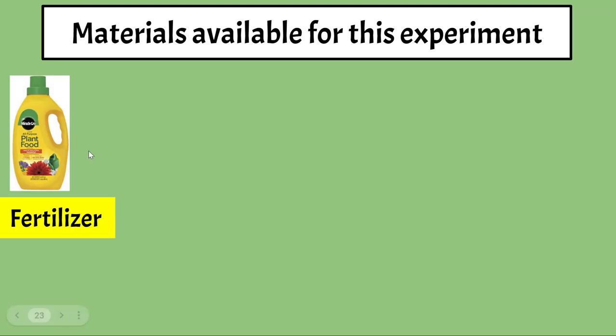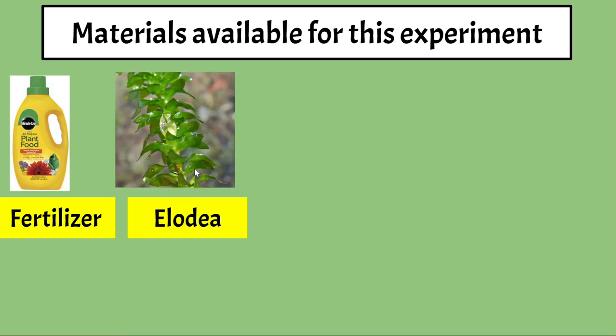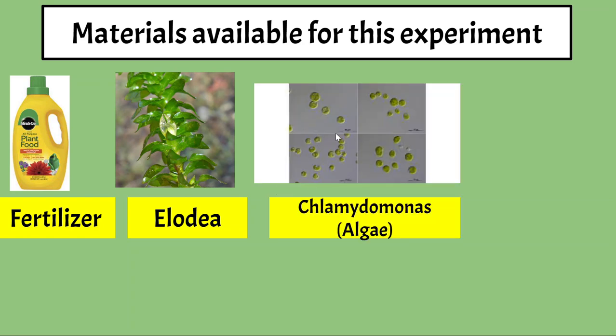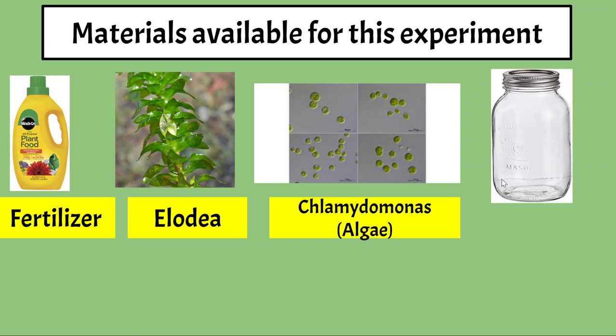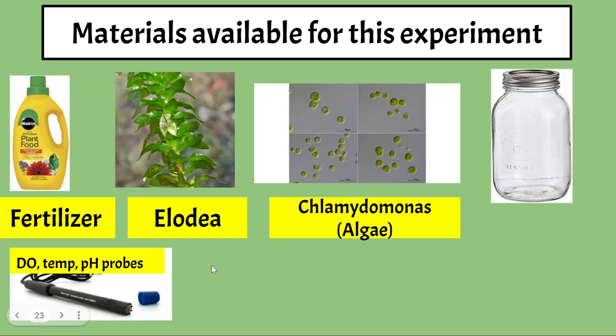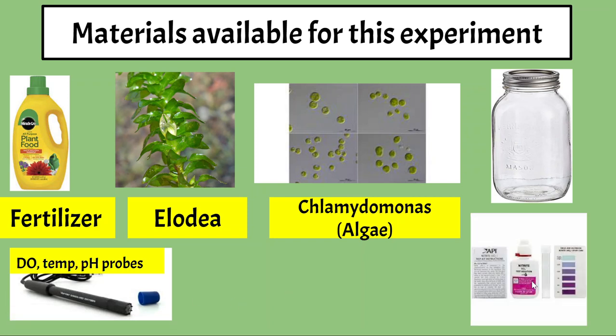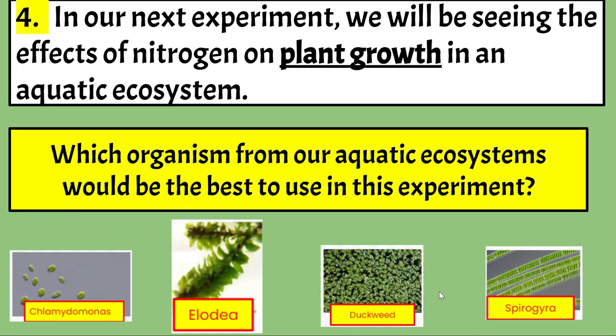We're going to need fertilizer. We're going to need a plant, right? We are going to use Elodea in the classroom. We're going to want some Chlamydomonas or algae, because that's going to be part of the experiment in our design. We're going to use a jar to contain these things. We'll need some temperature probes and pH probes and dissolved oxygen probes. And we're going to use our nitrite testing system again.